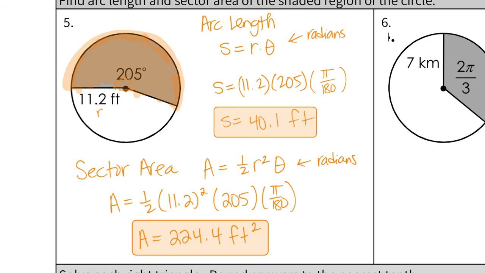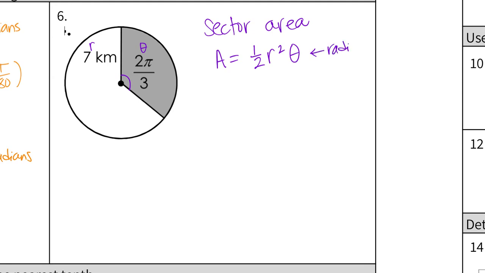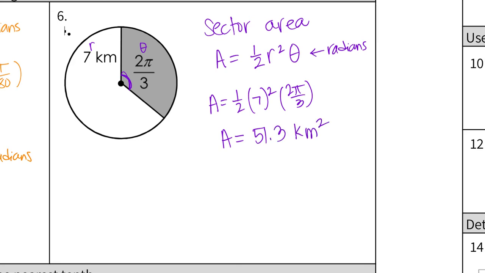Okay, so the next one, it's still the same thing, only here, when they measured the angle, they have it in radians. So that's our theta, and 7 is our radius. For sector area, same formula as from before. Area equals 1/2 radius squared times theta, where the angle has to be in radians. It's actually easier when it's already in radians because I don't have to do any conversions. I could just plug in everything. 1/2 7 squared times 2 pi over 3. All into the calculator all at once, and I get 51.3. This time they're measuring in kilometers, so kilometers squared.